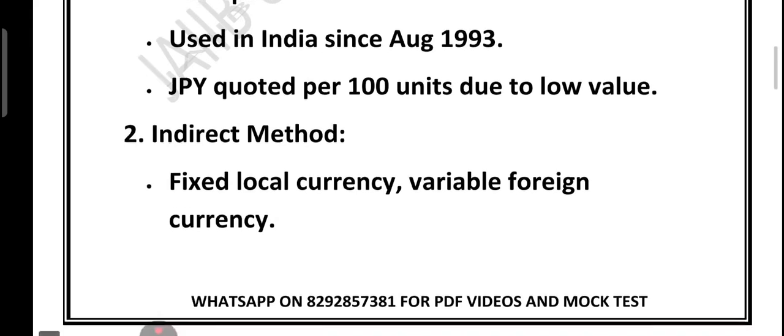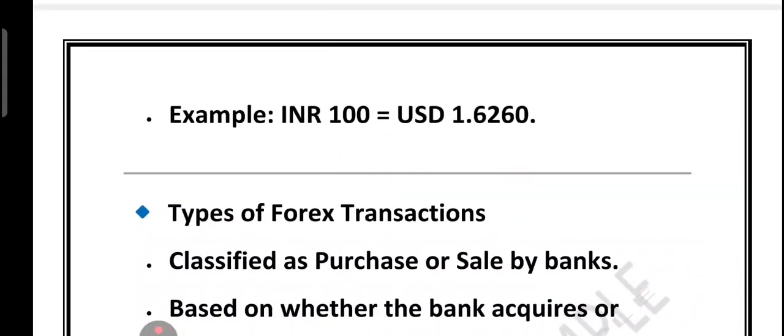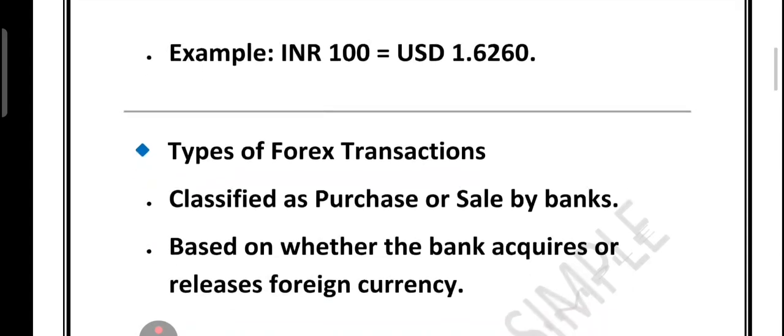Then we have the indirect method, the indirect quotation. What happens here? We have the local currency fixed and the foreign currency variable. For example, let's suppose I say 100 INR is equal to $1.6260. So these are the two kinds of quotation that we have.